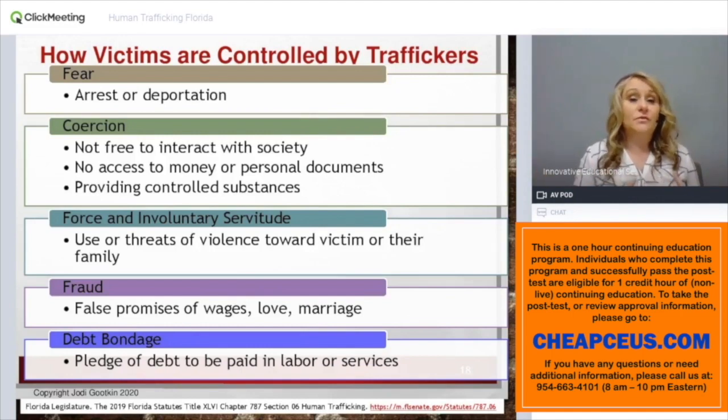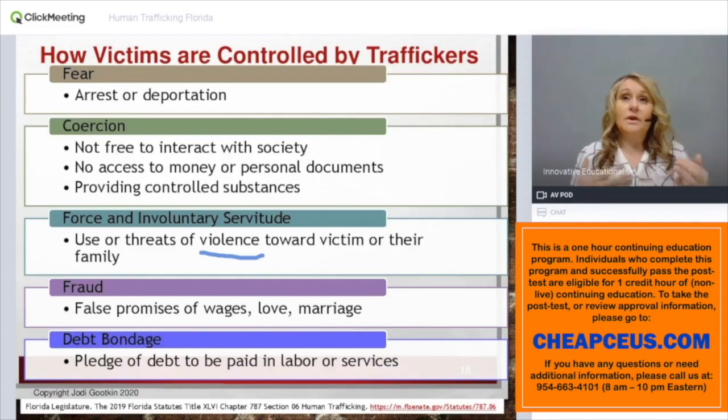This might be exerted through physical control, where there are threats or actual physical violence towards the victim or their families. There may be the provision of drugs to create dependency. Often individuals are isolated. They are not allowed to leave where they work or where they're being forced to live, so they don't have opportunities to interact with others and gain assistance. Those are just the physical restraints that are placed on them.